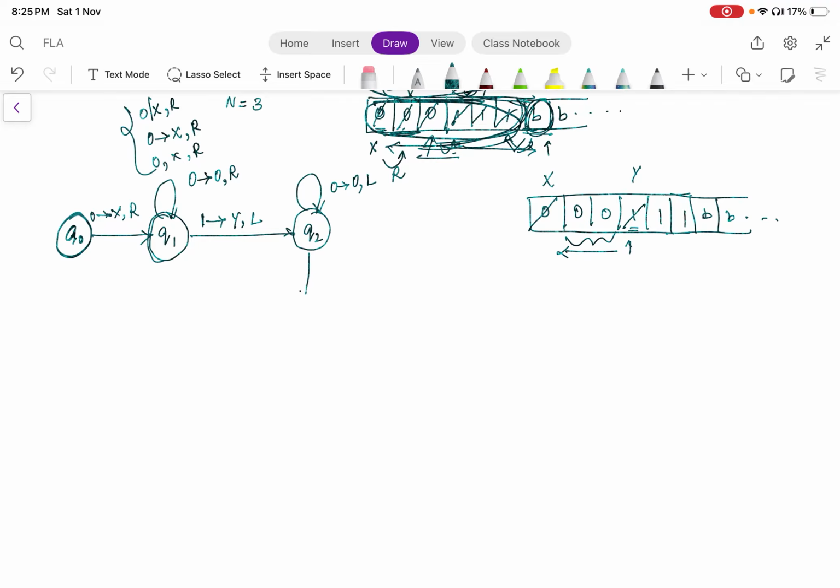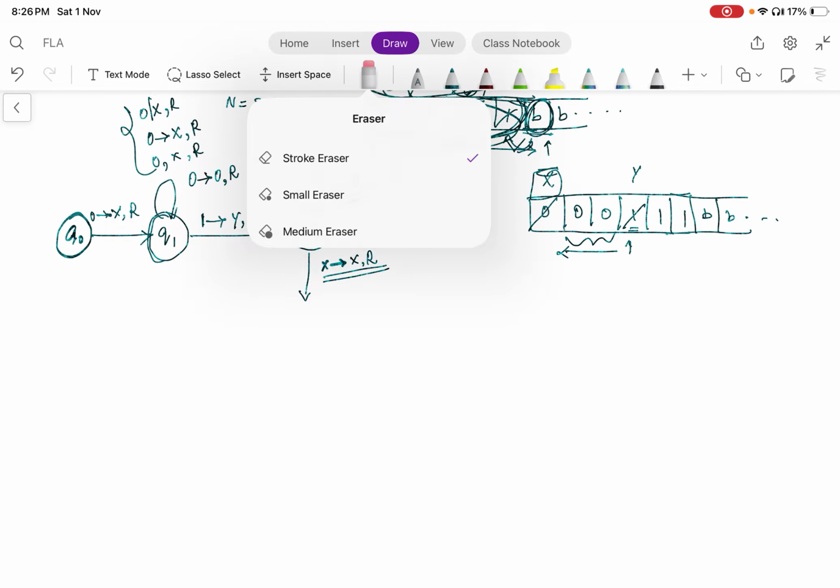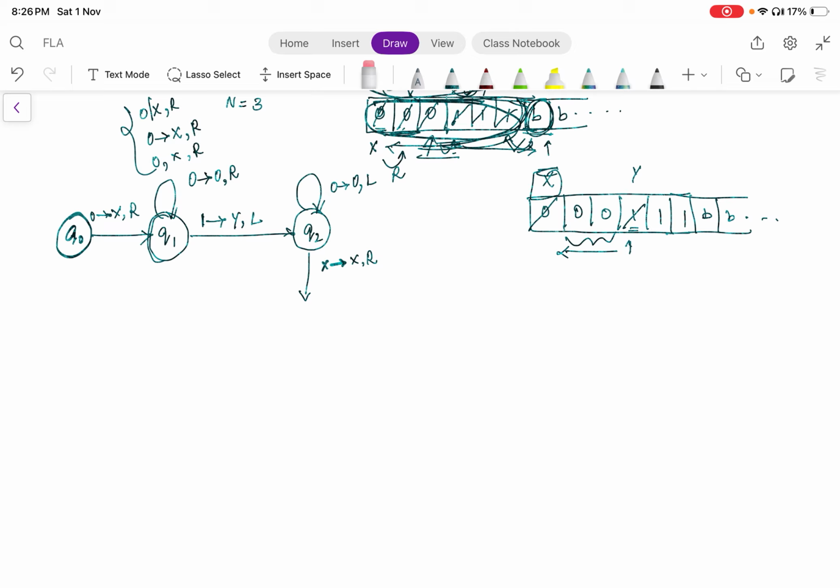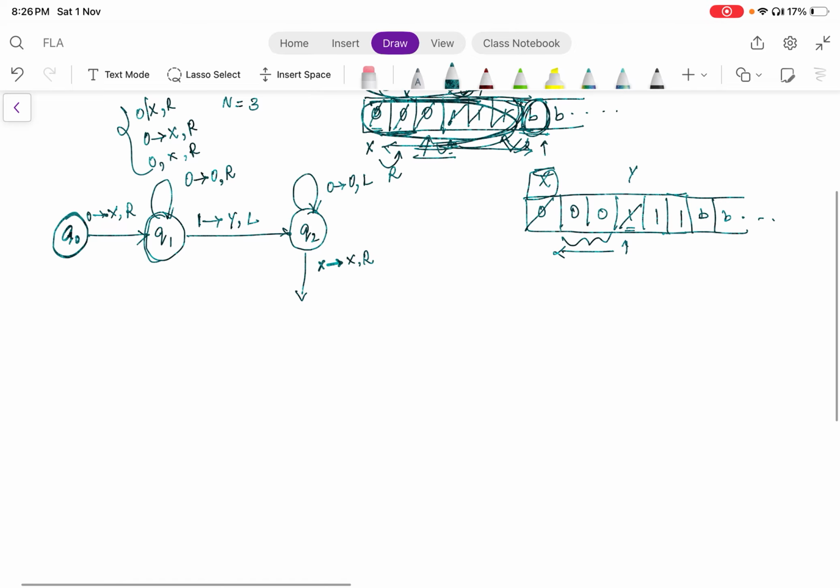Till when do you have to keep moving left? Till you find an x. Keep moving left. In between you will have zeros, and those zeros we have put on self loop. If you find x, you don't do anything. Now move one step right. That is why we have put it in a transition. If there were many steps in between, we would have put it in the self loop. So it's just one step right.